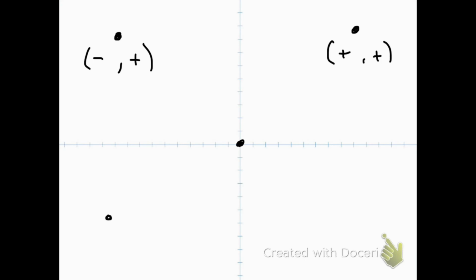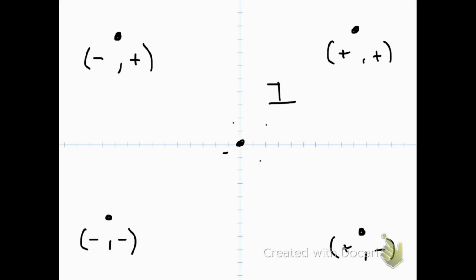If you're down over here, both the x and the y would be negative because you're to the left of the origin and you're below the origin. And if you go somewhere over here, your x coordinate would be positive and your y coordinate would be negative because you are to the right of the origin, but you're also below the origin. So these four sections are called quadrants.